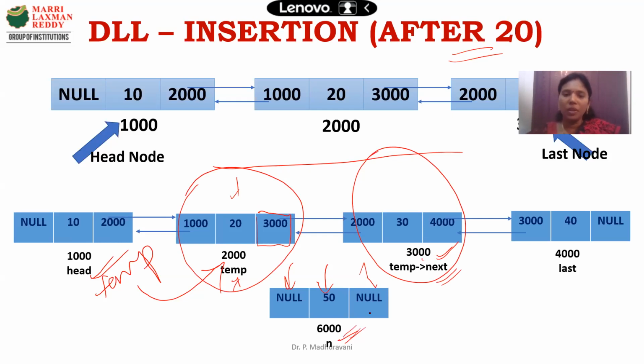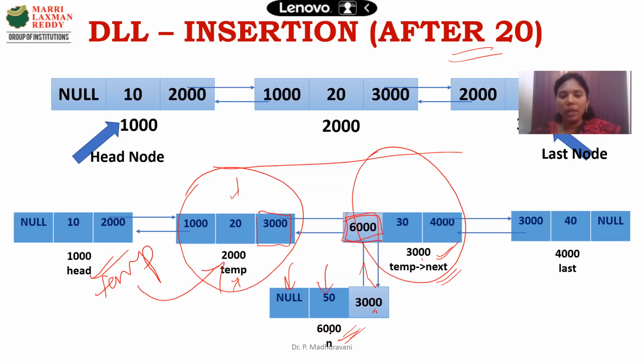Now, give links between these 3 nodes. First, give the forward link between n and temp arrow next, simply by storing the address of temp arrow next in the next field of n. Just by taking the assignment n arrow next equal to temp arrow next. Now give the previous link between n and temp arrow next, simply by storing the address of n in the previous part of temp arrow next. That is, temp arrow next arrow previous is storing the address of n.